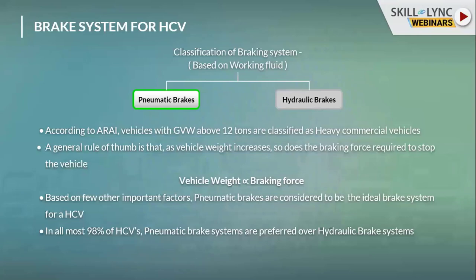Why are pneumatic brakes preferred in a heavy commercial vehicle over hydraulic brakes? Generally, as per RTO, vehicles of more than 12 tons are classified as heavy commercial vehicles. Since the GVW, the gross vehicle weight, of a heavy commercial vehicle is more than 12 tons, the abundant braking force which is needed to stop the vehicle in a very controlled manner can be provided only by compressed air, that is, the pneumatic air brake system. It directly means that as the vehicle weight increases, obviously the braking force needed to stop the vehicle also increases.